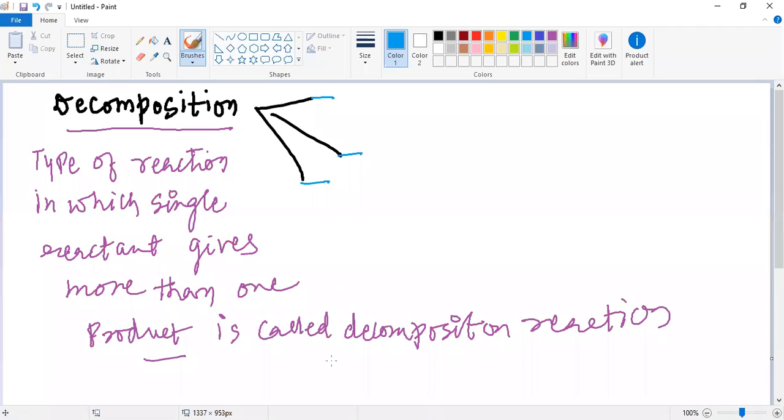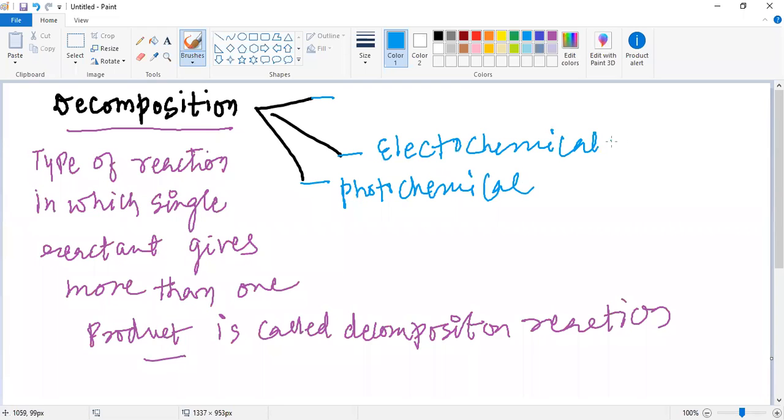Speak up, बच्चों, बोलिए. Thermal decomposition. Very good. One is photochemical decomposition. Then, what is next? फिर से बोलिए बेटा, मैं सुन नहीं पाया, माफ कीजिए. Electrical decomposition. Very good. Electrochemical or electrical decomposition, and one which is thermal decomposition. Very good.